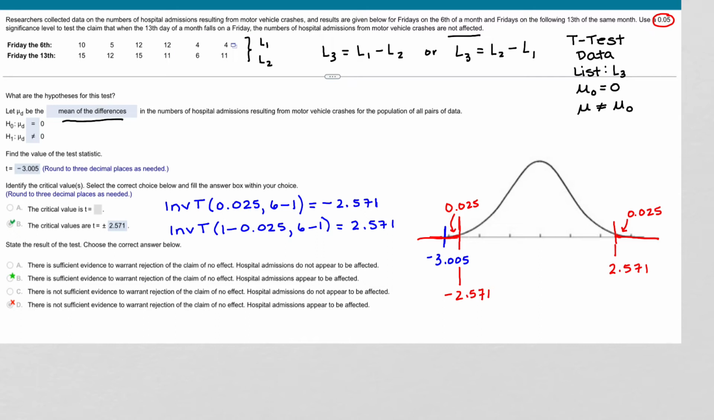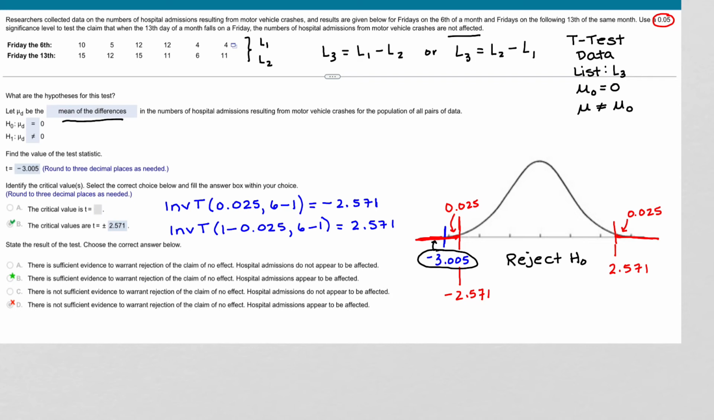So your critical values determine your rejection region. And in this case, we can see that our test statistic is falling in that rejection region. So we are going to reject the null hypothesis. If my test statistic had fallen somewhere in the center here, then we would have failed to reject, but it didn't. So we reject the null hypothesis.